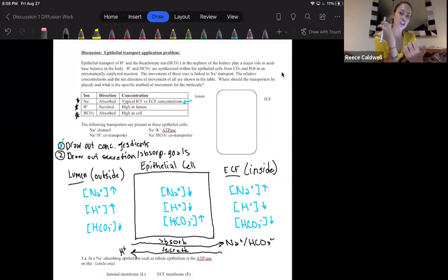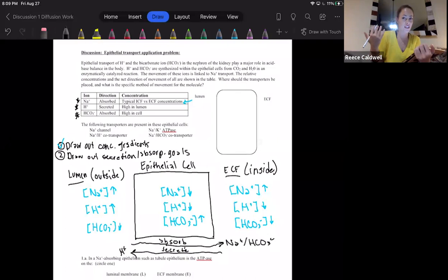We need to figure out which side, whether it's going to be the luminal side or the extracellular fluid side, they will take place. So let me give you a tip first. You're always going to want to knock these out by first hitting any type of transporter that deals with facilitated diffusion, just because that's easy and simple.